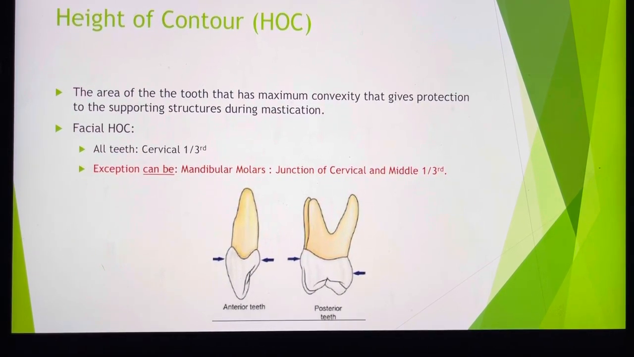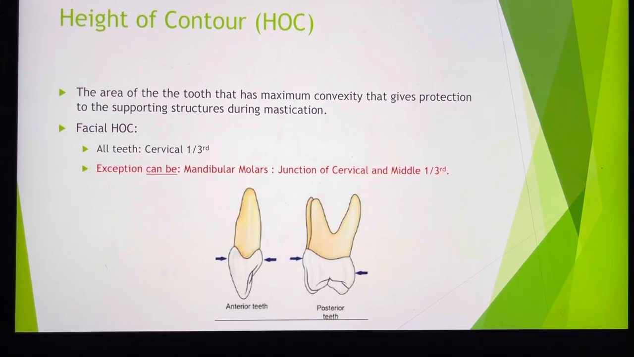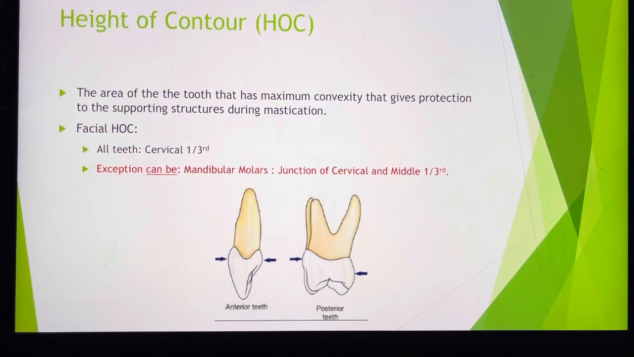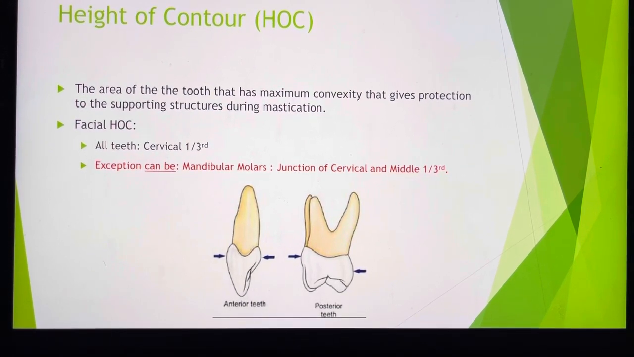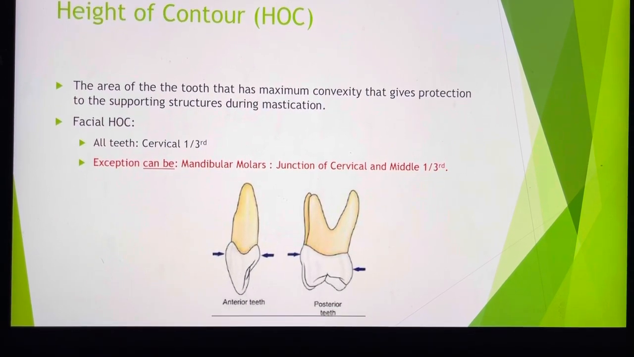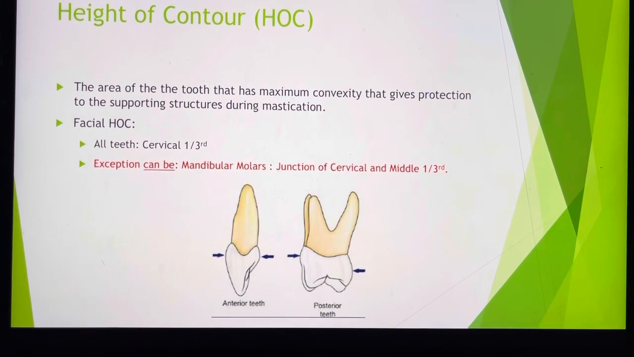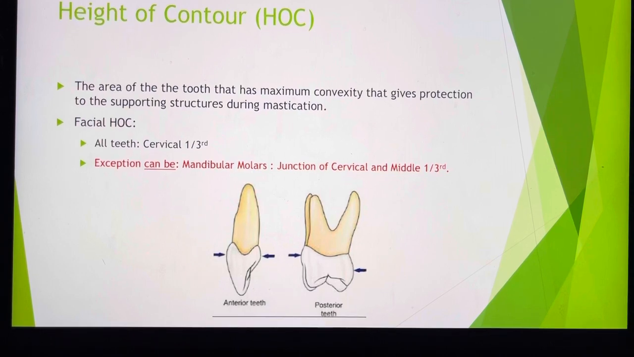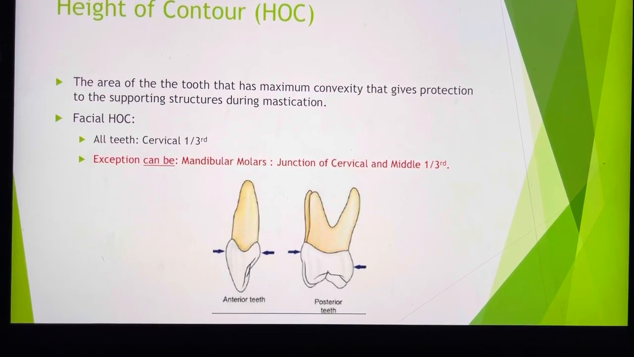For all teeth, on the facial aspect, the height of contour is in the cervical third. There is only one exception, and that is the mandibular molars. In the mandibular molars, the height of contour on the facial aspect is at the junction of cervical and middle third. Now, this is an exception. This can happen. That does not mean that it always does. In most of the mandibular molars, it's in the cervical third.